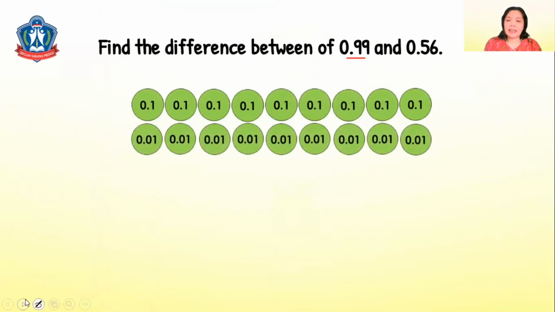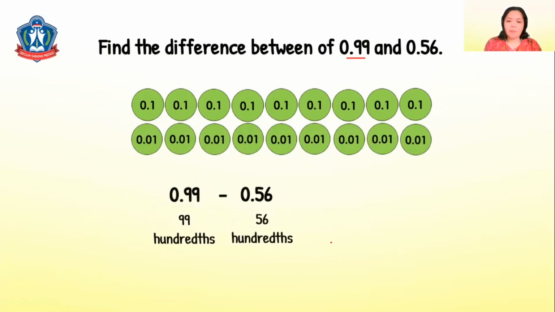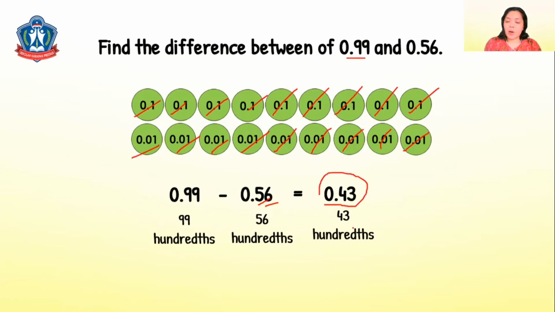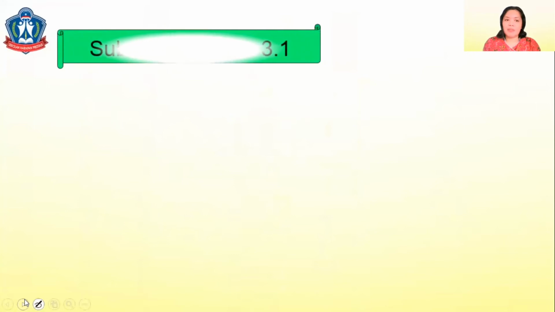0.99 is 9 tenths and 9 hundredths. Let's minus 0.56. So let's take 6 hundredths. 1, 2, 3, 4, 5, 6, and 5 tenths. 1, 2, 3, 4, 5. So how many tenths and hundredths are left? Yes, we have 4 tenths and 3 hundredths, and that is equal to 0.43 or 43 hundredths. So just like addition, we can also write the decimal numbers in a vertical form.